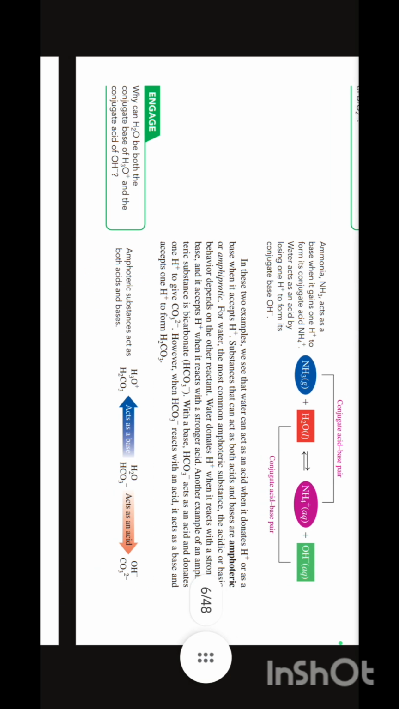Another example of an amphoteric substance is bicarbonate, HCO3-. With a base, HCO3- acts as an acid and donates one H+ to give CO3 2-. However, when HCO3- reacts with an acid, it acts as a base and accepts one H+ to form H2CO3.